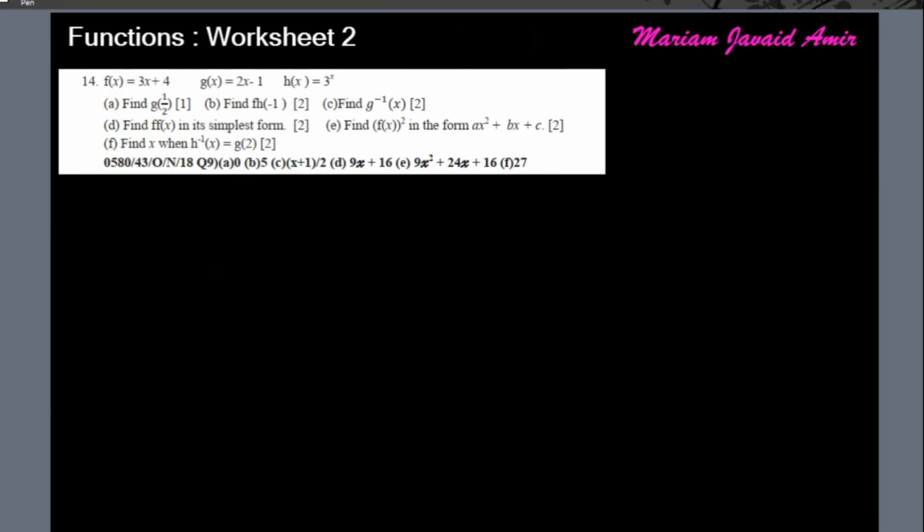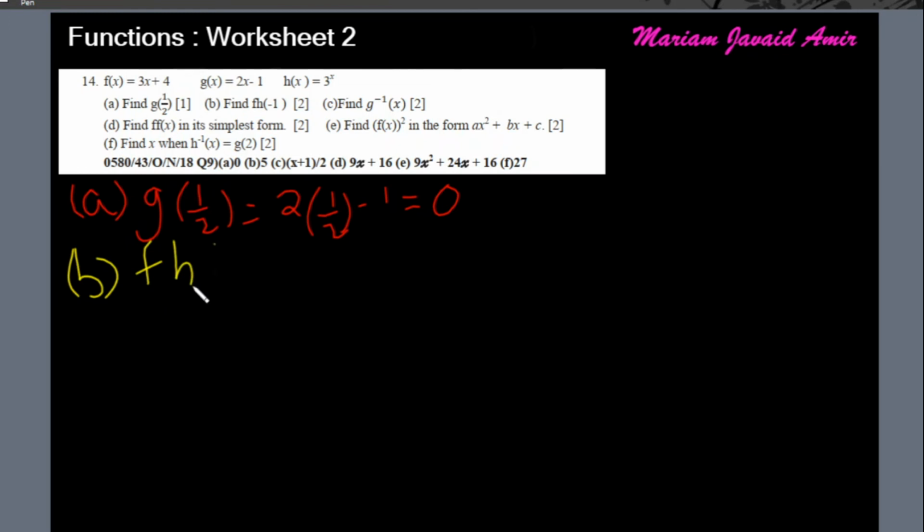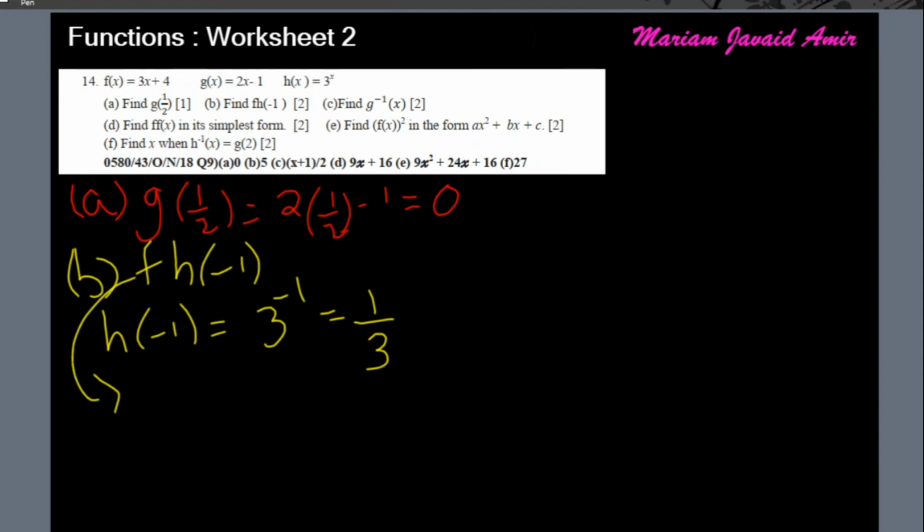Question number 14. Part A, find g of half. So in g(x), replace x with half and we get 0. Part B, find f of h of minus 1. So first we have to find h of minus 1 in h(x). Replace x with minus 1, we get 1 over 3. So this becomes f of 1 by 3. So in f(x), change x to 1 by 3 and we get 5.